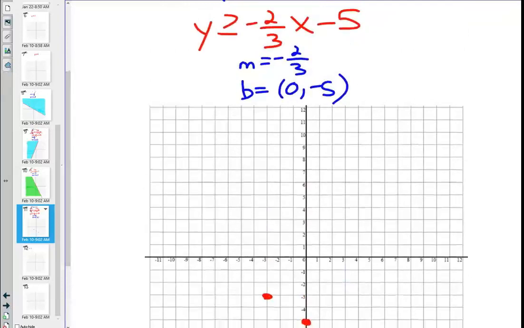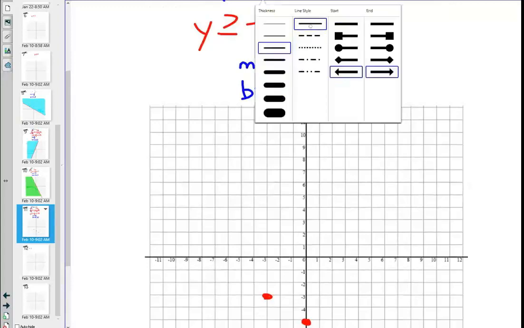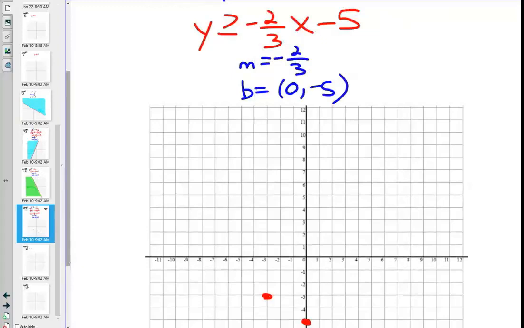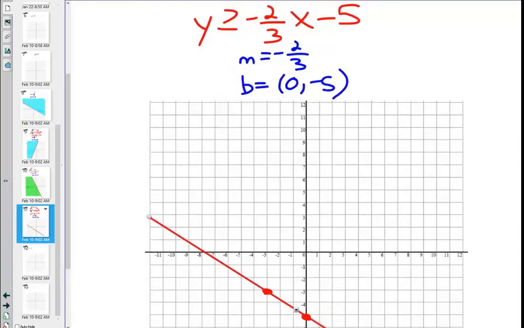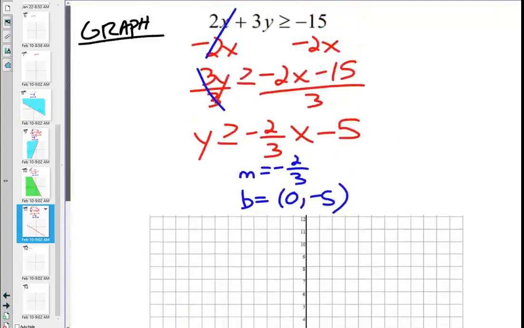Andrew, is it going to be solid or broken? Solid, good. Hiram, where do you want to shade? Oh, we're going to shade up this time. Up, yes. Shade the sky. Good.